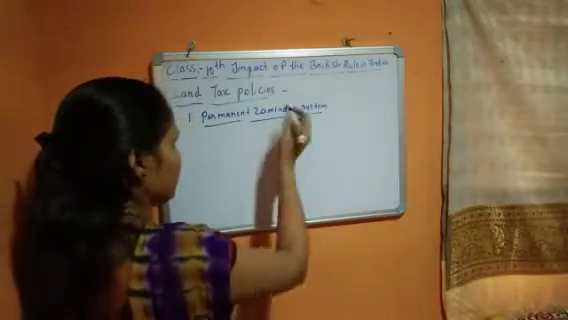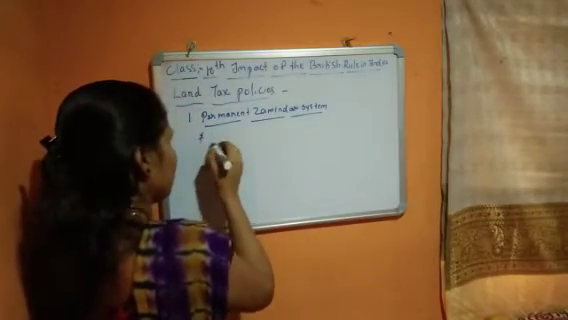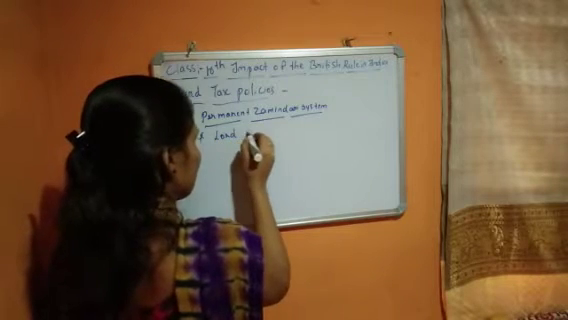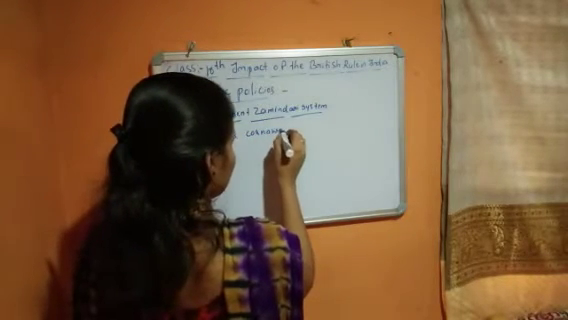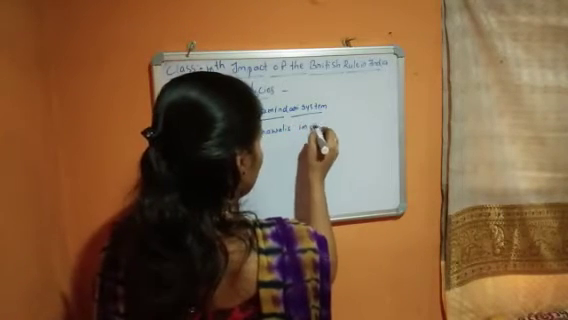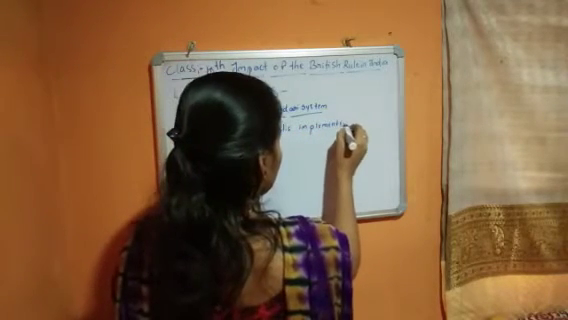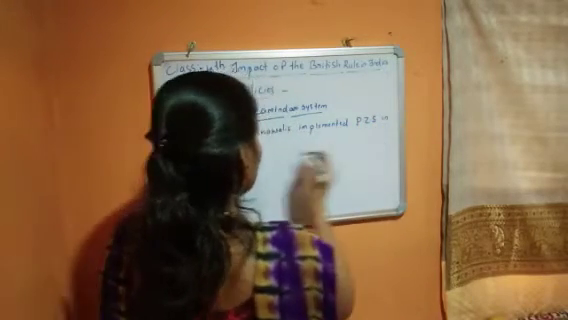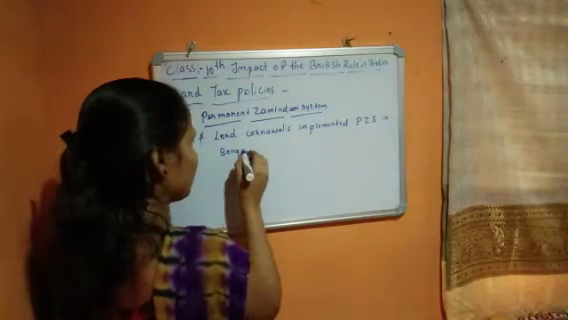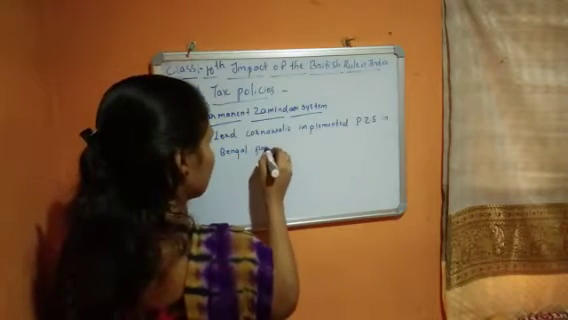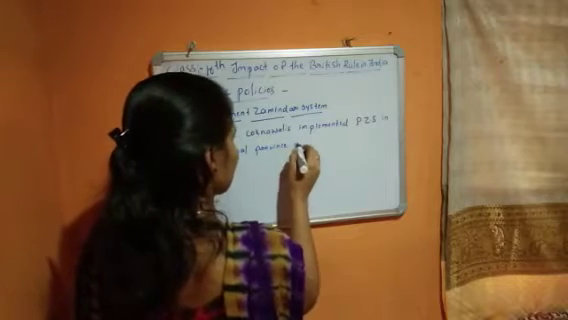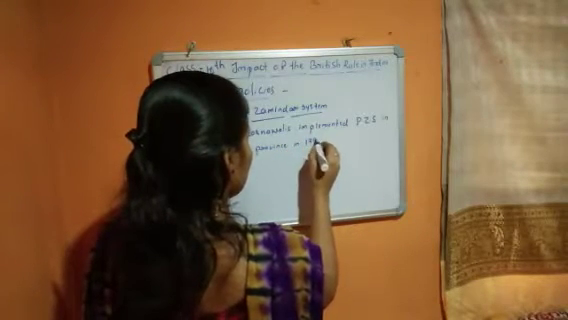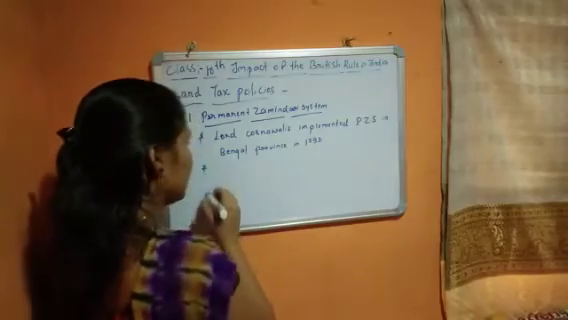Who implemented this system? Lord Cornwallis implemented the permanent zamindari system in Bengal province in 1793. Under this system, the zamindar became the owner of the land.